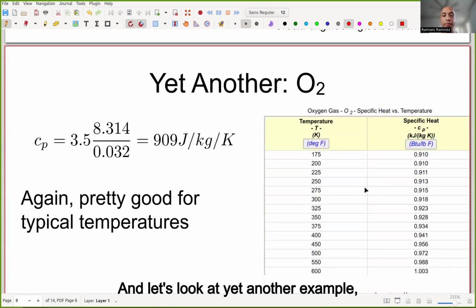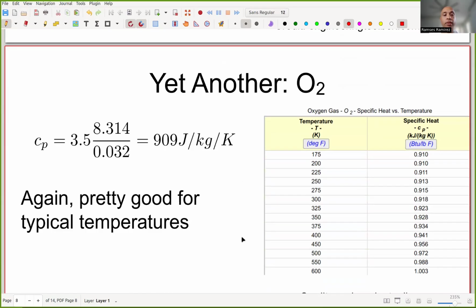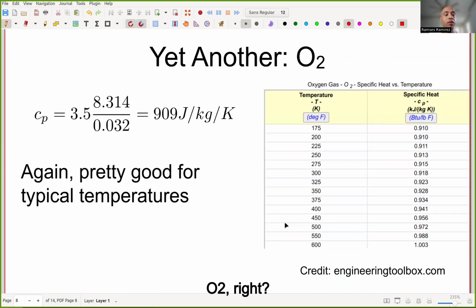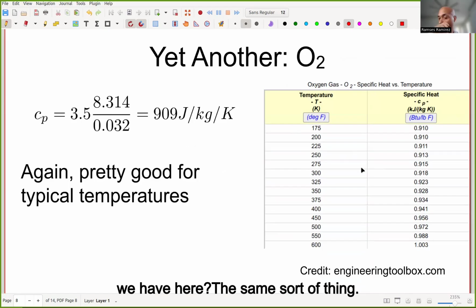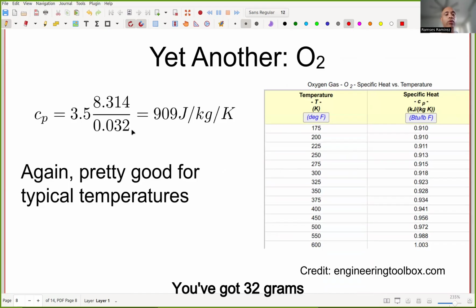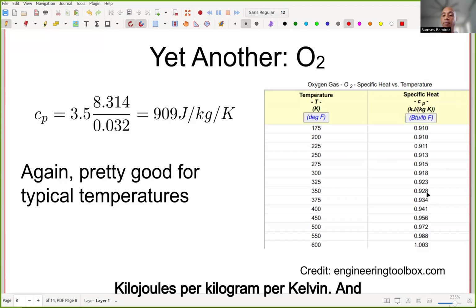And let's look at yet another example. So here we go with O2, oxygen. The same sort of thing. You've got 32 grams per mole for O2. It's also diatomic, and so your specific heat capacity at constant pressure is 0.91, something like that, kilojoules per kilogram per Kelvin, and that's pretty close to what the experiments get as well. So again, this is pretty good.